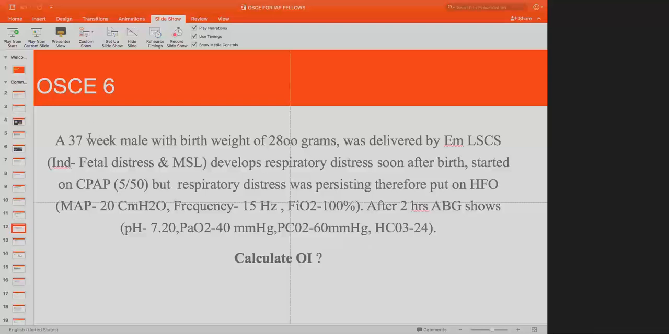Next one is number 6. A 37-week male with a birth weight of 2.8 kg was delivered by emergency LSCS and developed respiratory distress soon after birth. Started on CPAP, but the respiratory distress was persisting. Therefore, put on HFO with a MAP of 20, frequency of 15 Hertz, FiO2 of 100%. After 2 hours, ABG shows pH of 7.2, PaO2 of 40, PaCO2 of 60, and bicarb of 24. Calculate the oxygenation index. What's the formula for OI?